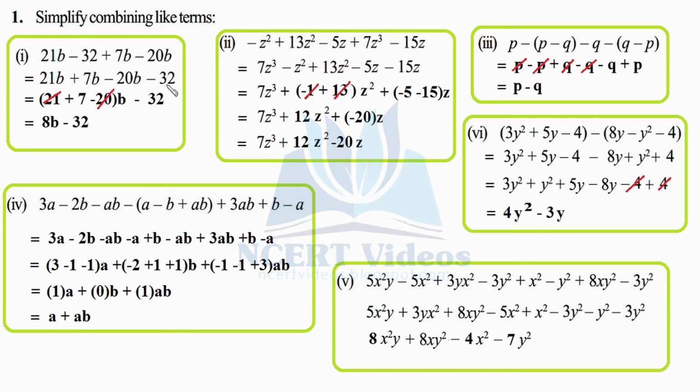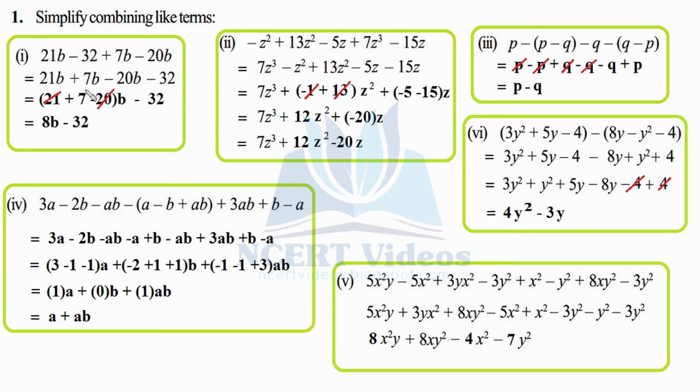That is a constant. We can take b as common. So this is the way to take common. You write b, and within brackets, 21 into b will give you 21, plus 7 into b will give you 7b, and minus 20, because minus 20 into b will give you minus 20b. This comes with practice, and minus 32 as it is.